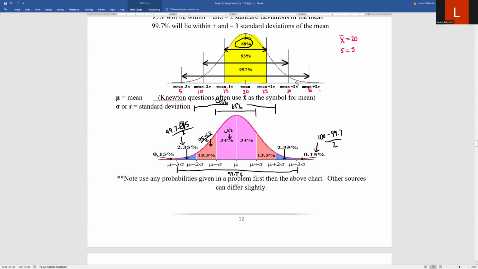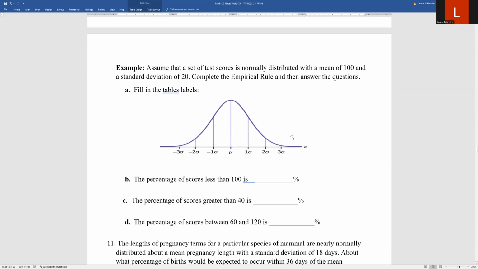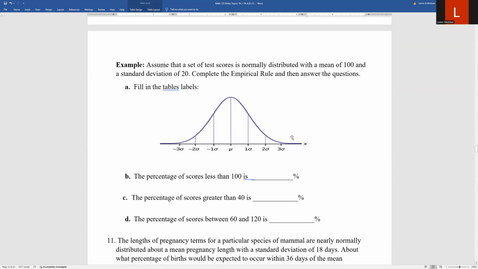If I wanted to know what percentage of people scored a 33 or higher, that's not even on my chart up here. I would have to figure out, and that's the last section we're going to do in the video today, how in the world would I handle a number I don't see on the bottom? Okay. But let's first practice with these. So we're going to practice using the empirical rule based on what we know.